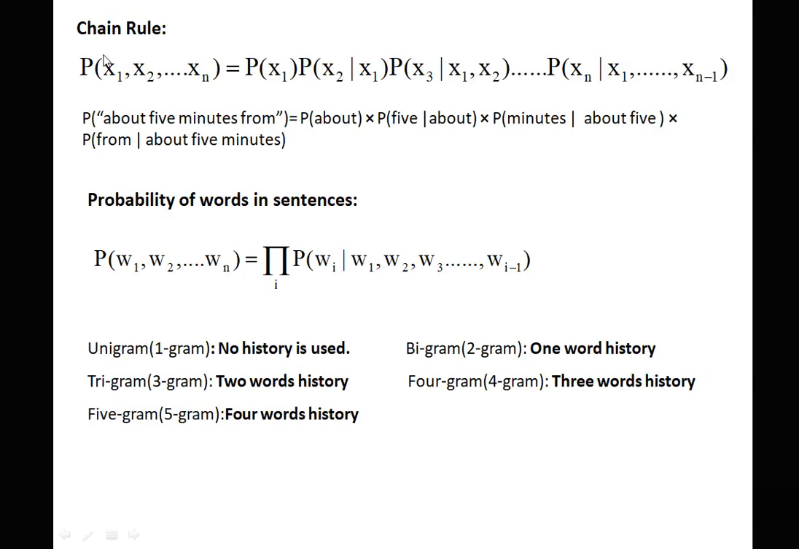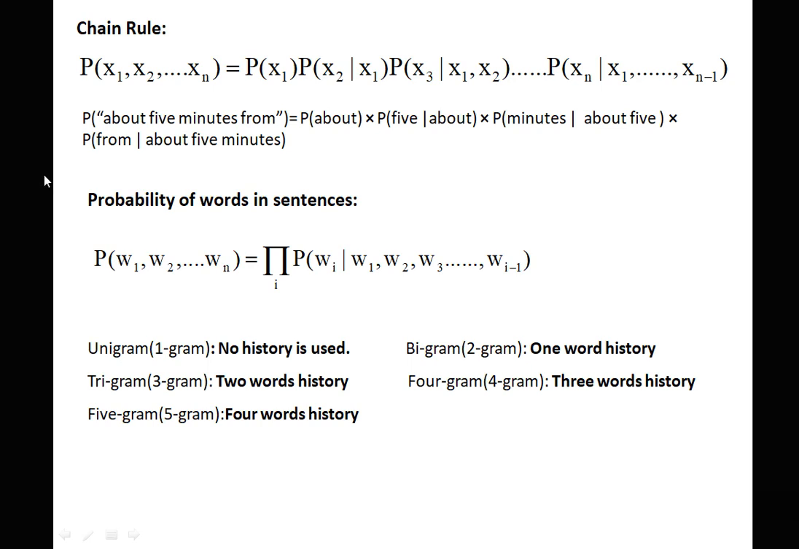We can extend the same formula for up to n variables, that is probability from x1 to xn, and we can write it in this way. The first variable is independent, that is probability of x1, and the last one, xn, depends on all previous words from x1 to xn minus 1. For example, probability of "about 5 minutes from": P of about into P of 5 given about, probability of minutes given about 5, probability of from given about 5 minutes. So we can represent the formula for "about 5 minutes from" using the chain rule.